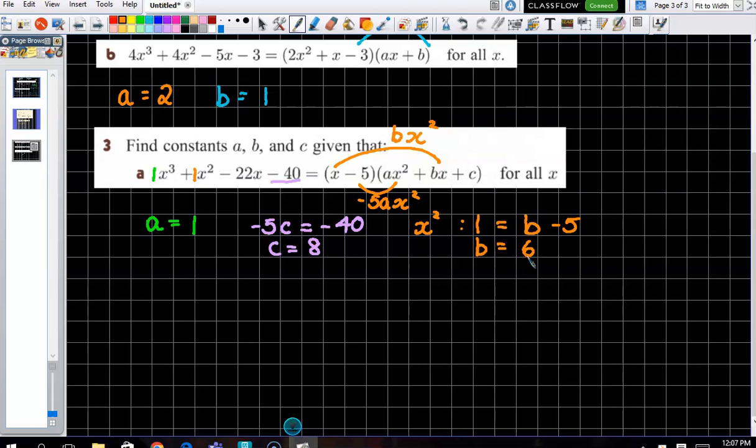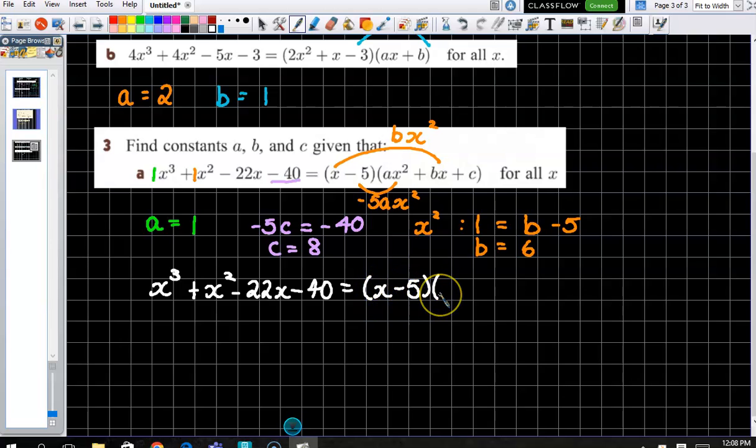If I was putting this as a test question, I would follow that up and say, hence, find all the zeros of this cubic polynomial. And why should I expect you to be able to do that? Well, because what you've just told me is x cubed plus x squared take 22x take 40 equals x take 5, 1x squared plus 6x plus 8, and I can either factorise this, and if I can't factorise, then I would use the quad formula.